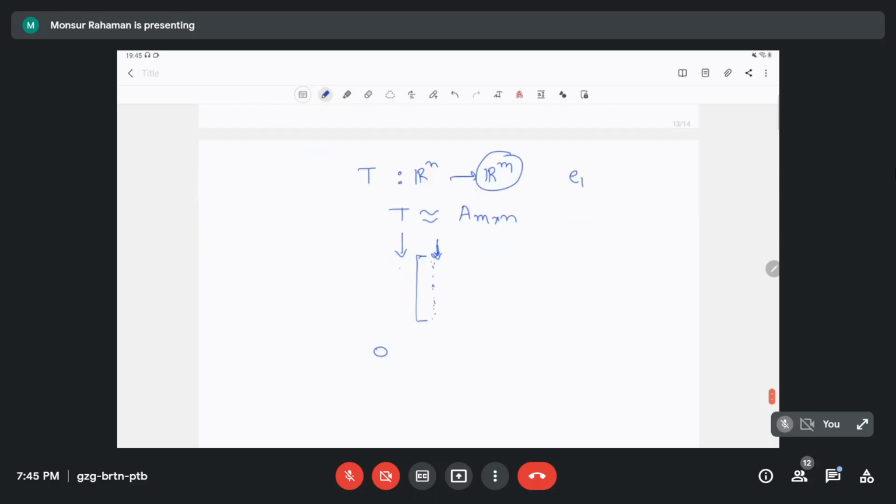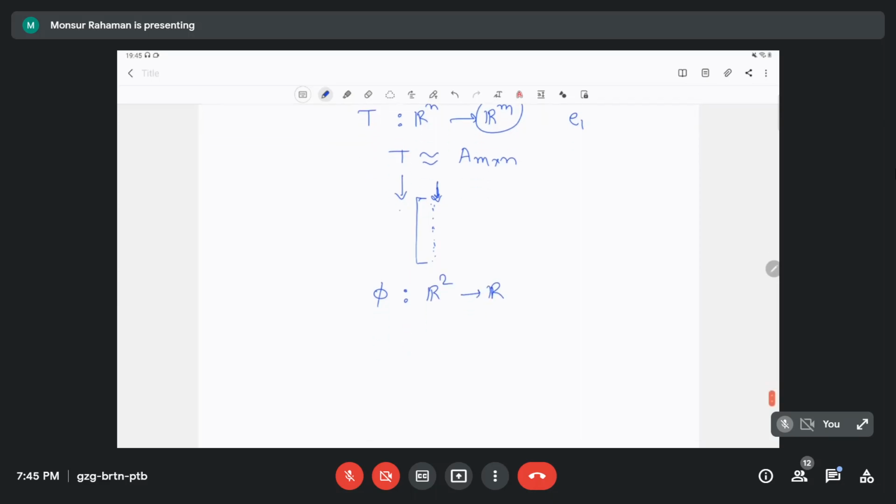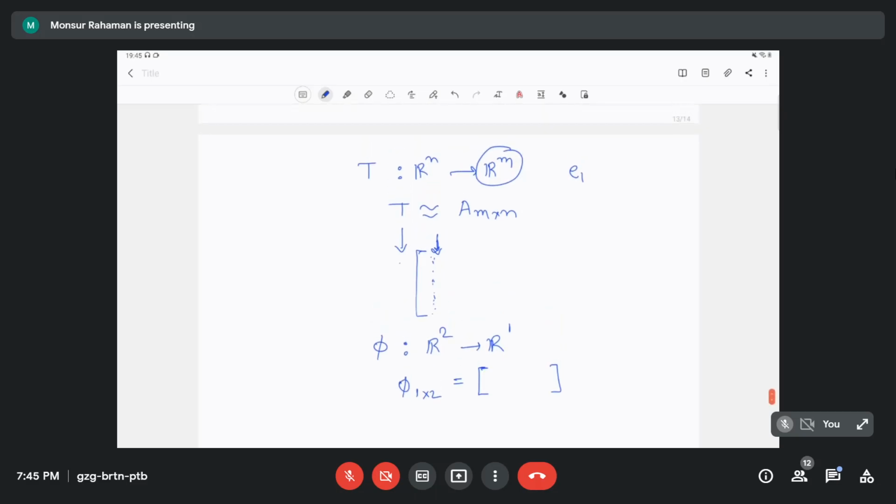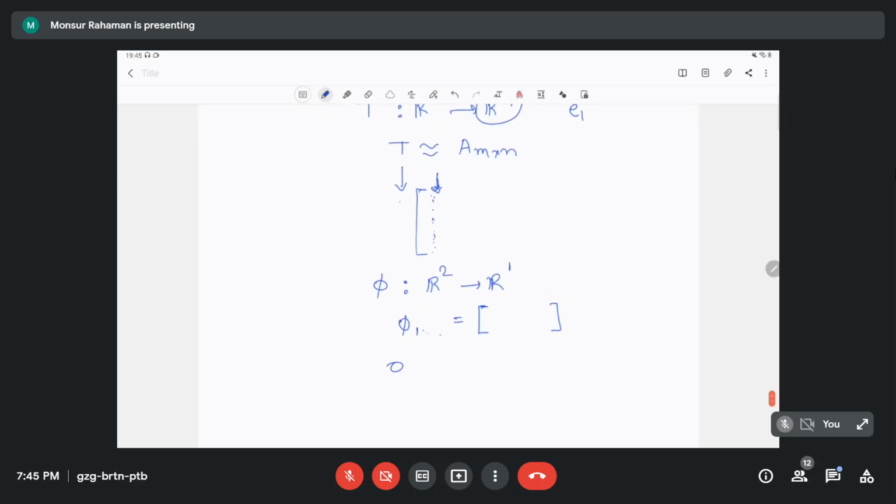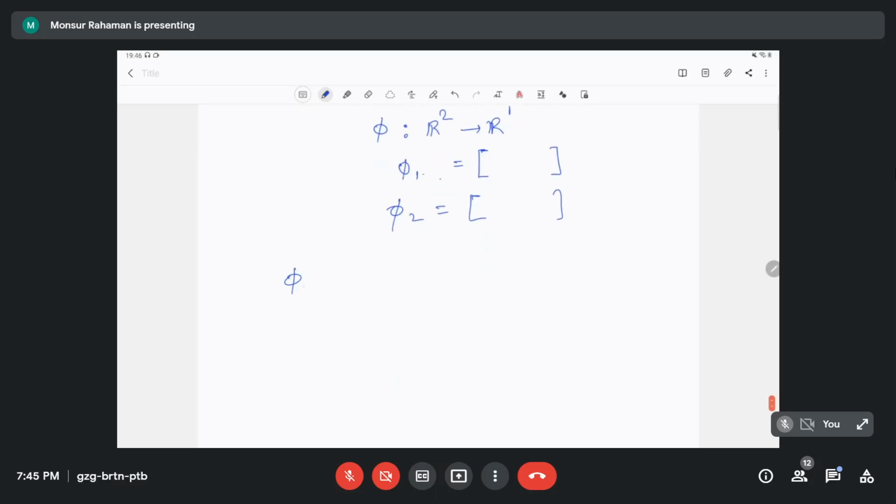So this linear functional is from R2 to R. So this is actually 1. So phi is equivalent to a matrix of 1 cross 2. 1 cross 2 means this is actually a row vector, because there is only a single row. So phi 1 will be a row vector and phi 2 will be another row vector. So we have to write it as a row vector. So what was the definition of phi 1?